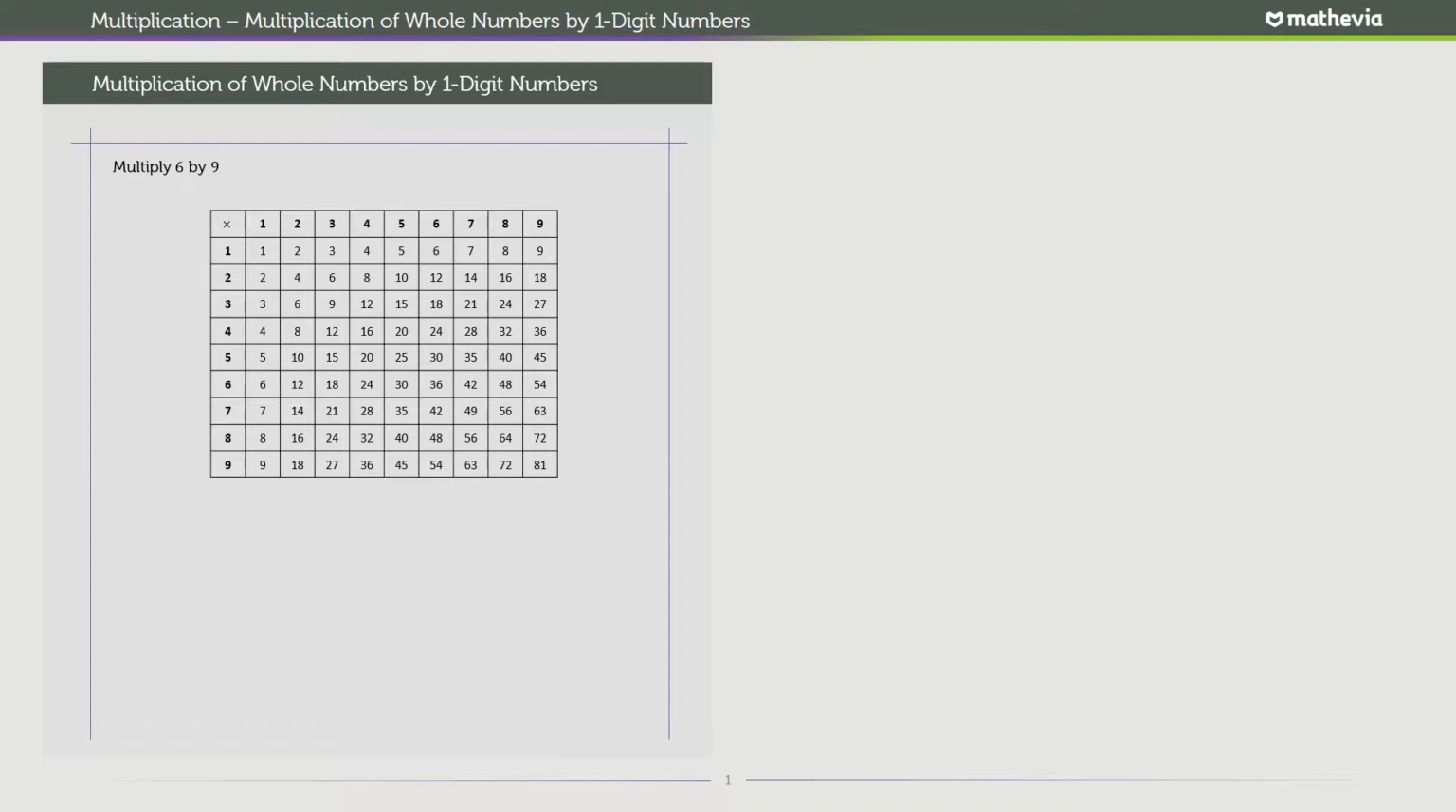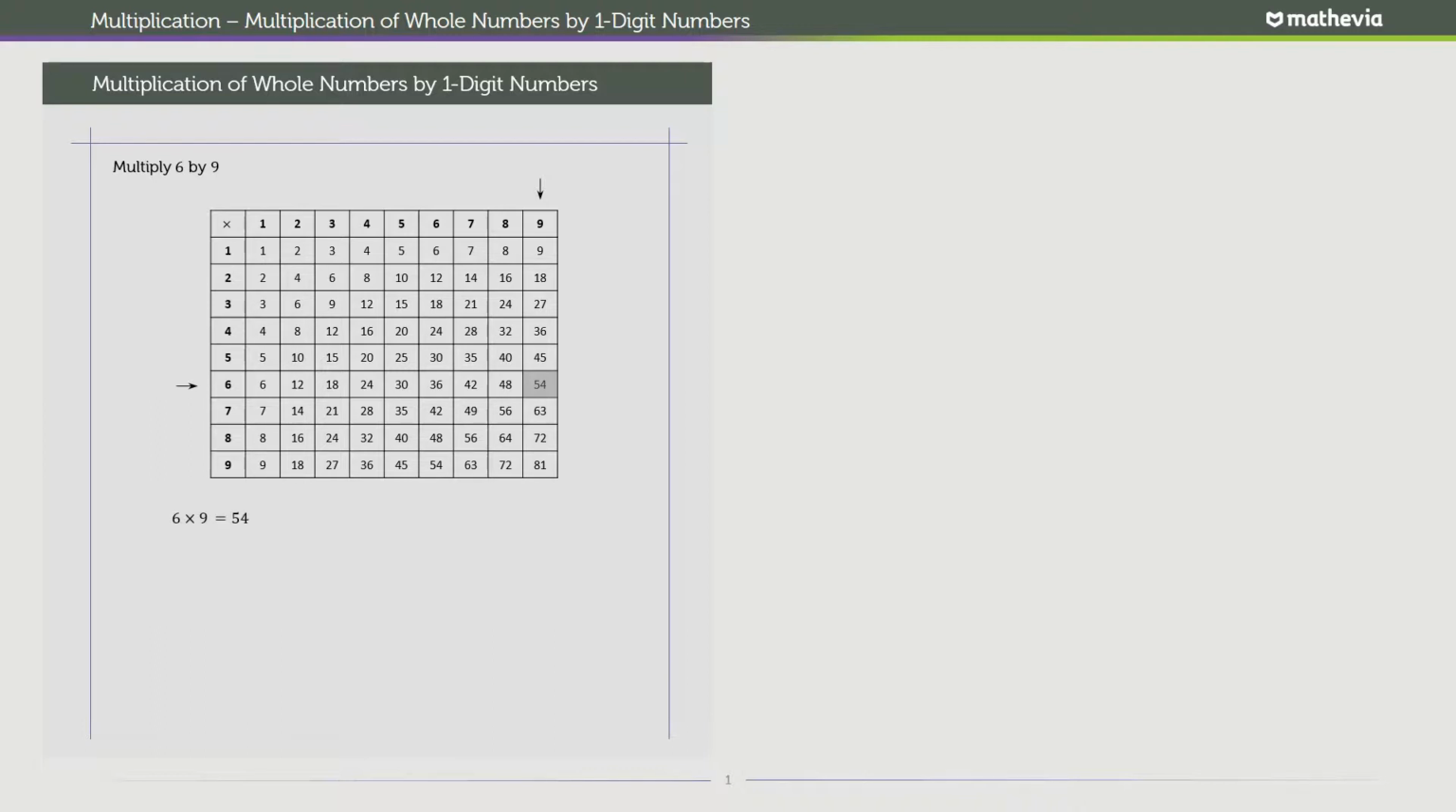To multiply 6 by 9 using the multiplication table, you simply go under row 6 and column 9. You find the horizontal row 6, and then you find the vertical column 9. If you look closely, you'd find that they come together at the point 54. It tells you from our multiplication table that 6 times 9 equals 54.